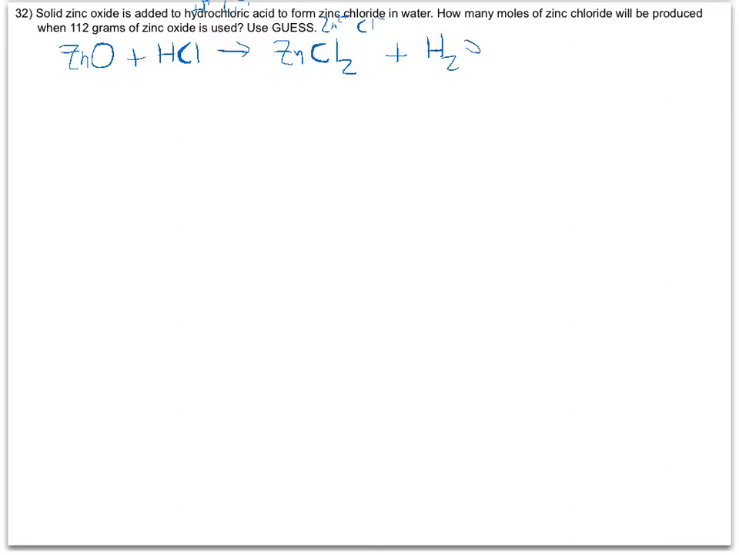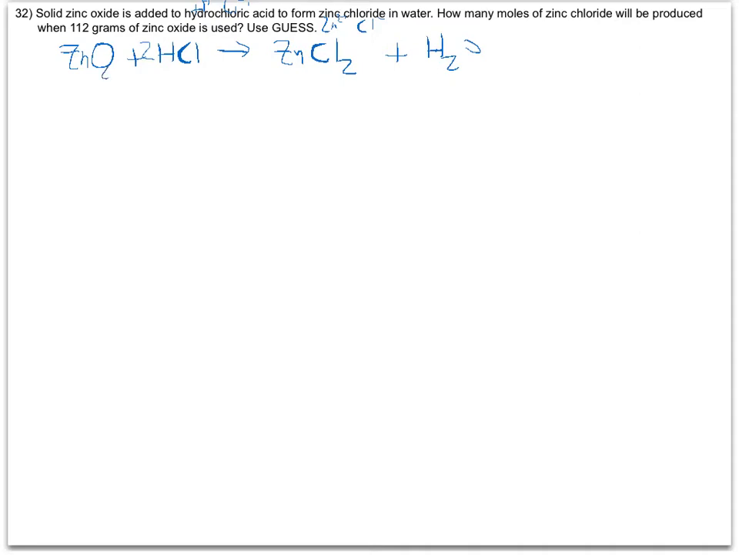Okay, so then balancing, if we look, we've got 1 zinc and 1 zinc, 1 oxygen, 1 oxygen, 1 chlorine, 2 chlorines. We're not balanced. So if we put a 2 in front of HCl, 1 zinc, 1 zinc, 1 oxygen, 1 oxygen, 2 hydrogens, 2 hydrogens, 2 chlorines, 2 chlorines. Everything is balanced. Okay?